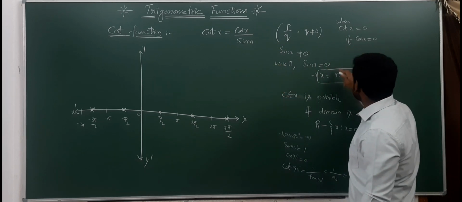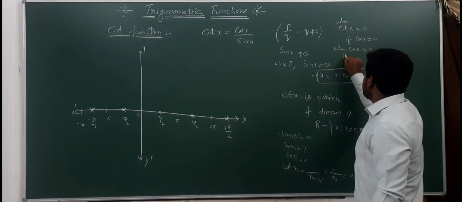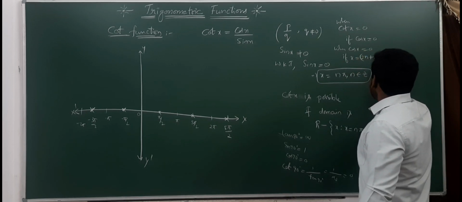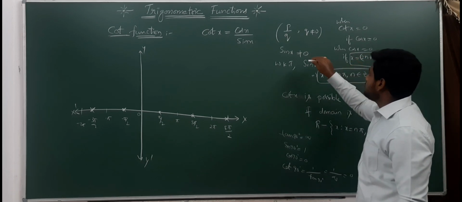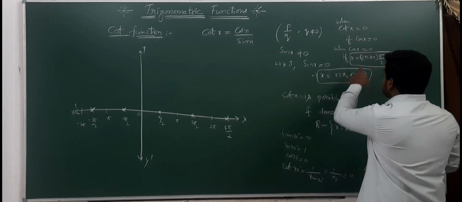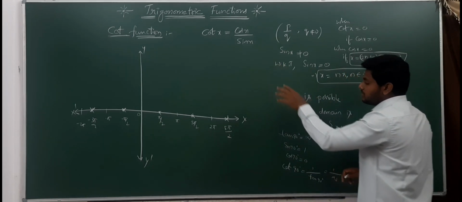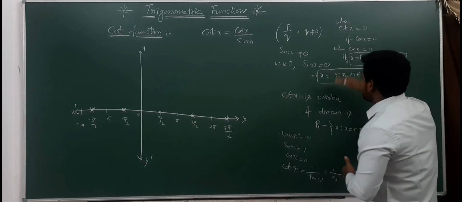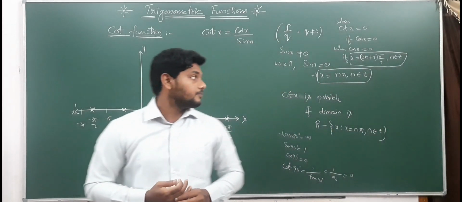But when cos x equal to 0, if x equal to (2n plus 1) into pi by 2 where n belongs to Z. Remember these 2 points. Cot x will be equal to 0 when x equal to (2n plus 1) into pi by 2 where n belongs to Z. But cot x is defined when x is in R minus of n pi where n belongs to Z. Understand the difference between these two, then you can understand the cot function very easily.